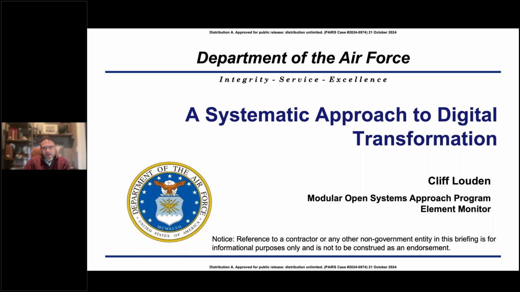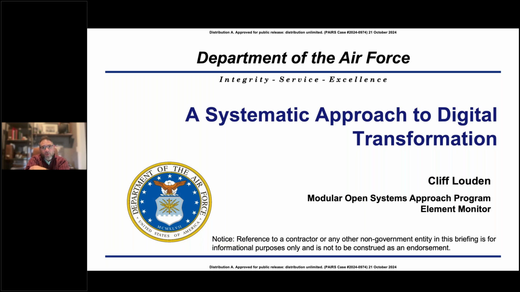Cliff and I talked about this at the National Defense Industrial Association Systems Engineering Conference. There is a ton of information changing in the way the Air Force does business around modular open systems and digital engineering, and these things are so closely unified. And so I asked Cliff if he'd be able to join us, and he is coming to us remotely, and hopefully everyone can see the slides.